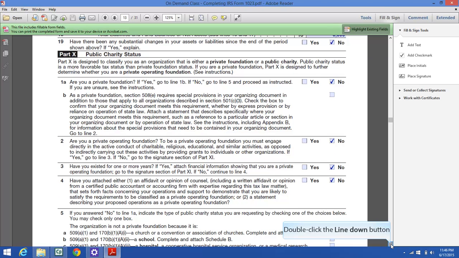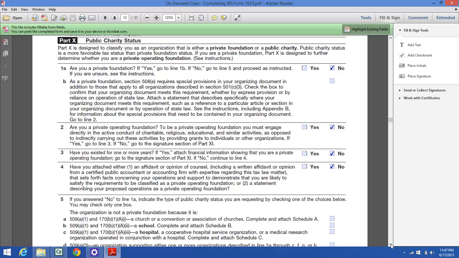Let's go down now to Part 10, the public charity status. Part 10 is designed to classify you as an organization that is either a private foundation or a public charity. Public charity status is a more favorable tax status than private foundation status. If you are a private foundation, Part 10 is designed to further determine whether you are a private operating foundation.